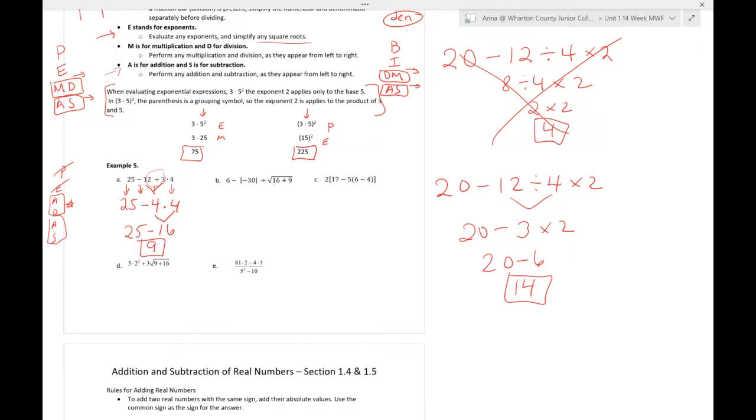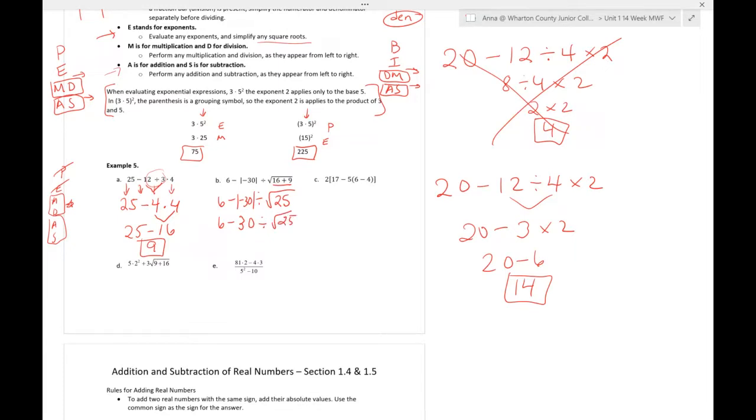For B, I'm going to go ahead and evaluate my absolute value. And underneath the radical, that radicand, I need to simplify that as well because it's grouped together under the radical symbol. So here I'll go ahead and do that first. Square root of 16 plus 9 is 25. So that division, I'm going to do this in 2 steps so you can see it clearly. I'm going to evaluate my absolute value. So I get 6 minus the absolute value of negative 30 is 30, divided by the square root of 25.